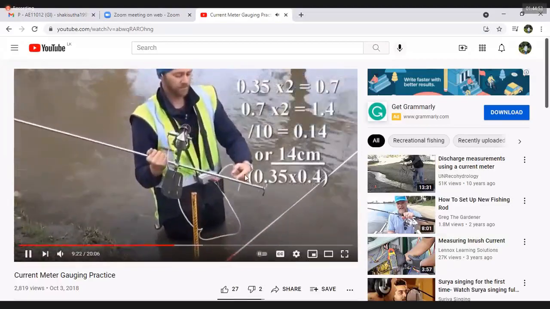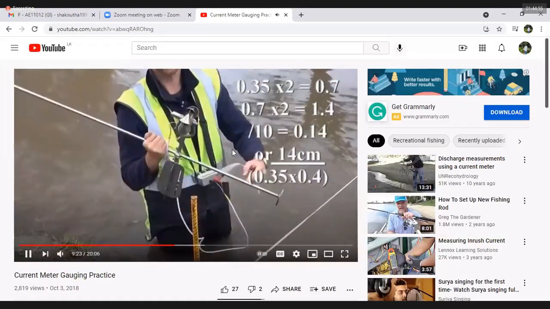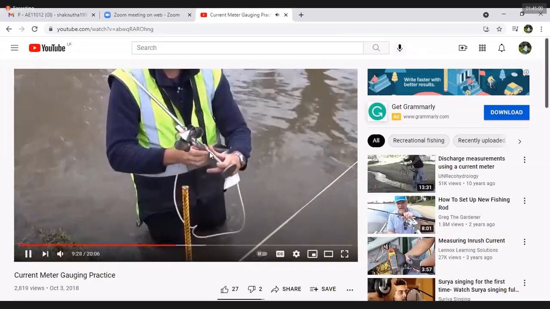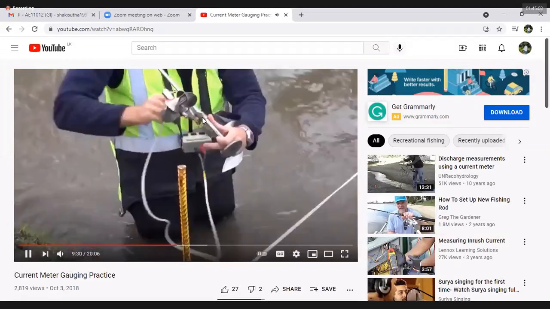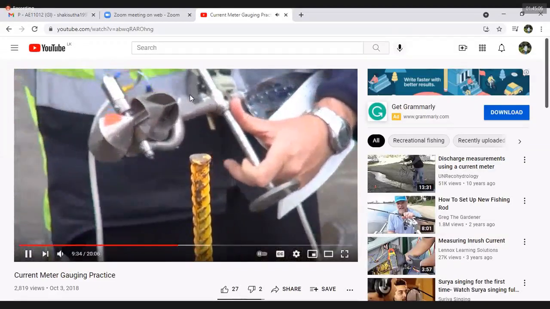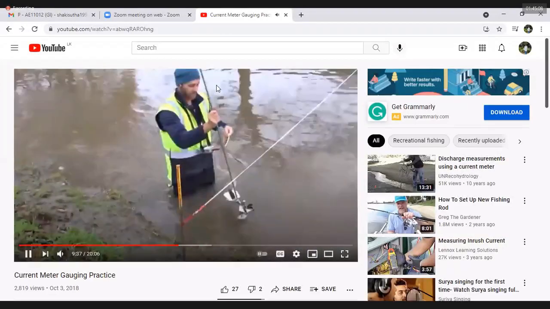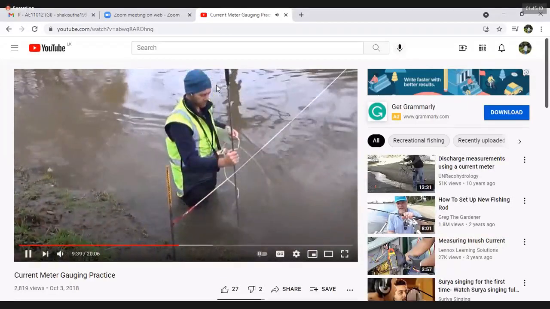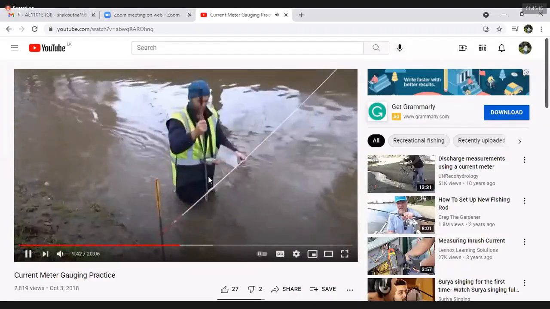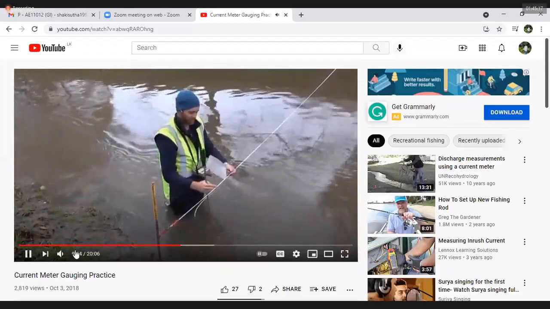He uses the calculation to find what depth he needs to fix. Here, the measurement is there, so it's easy for him to fix at a particular depth. After that, insert the current meter and get the reading here.